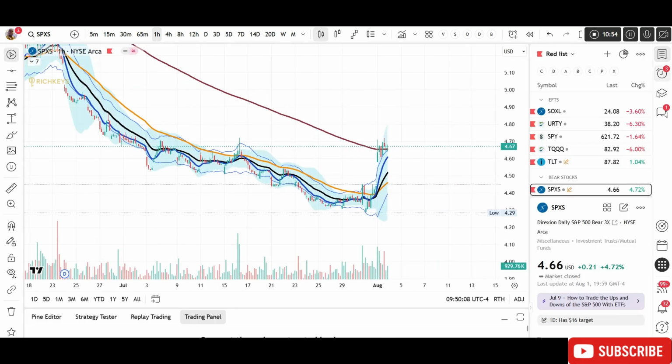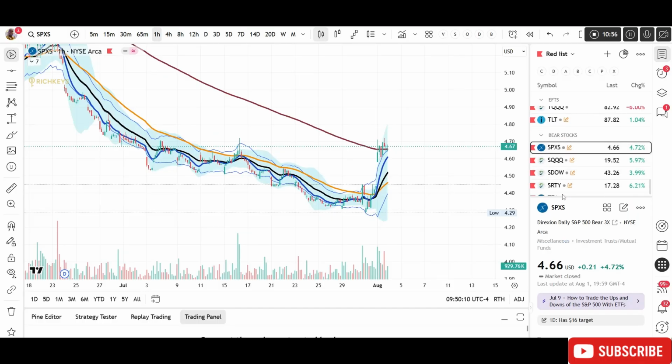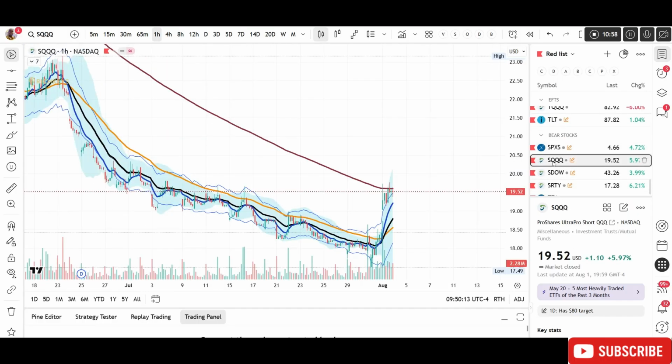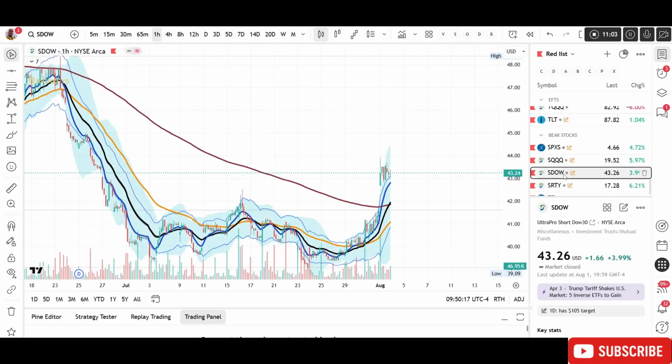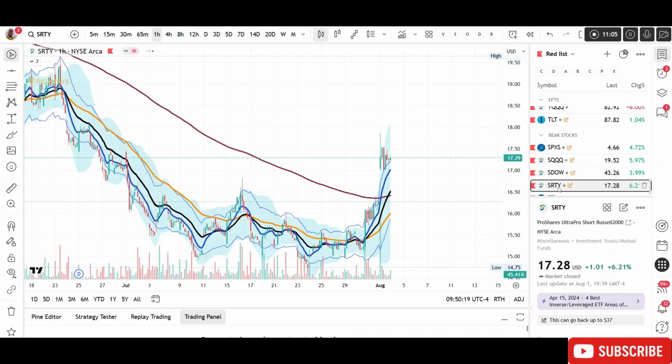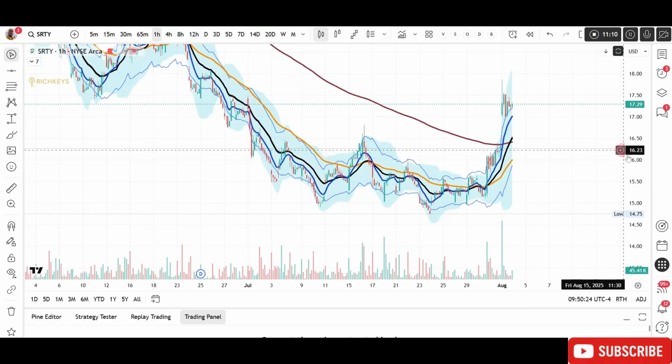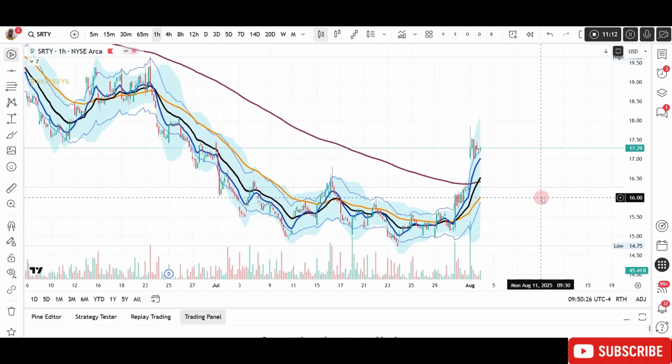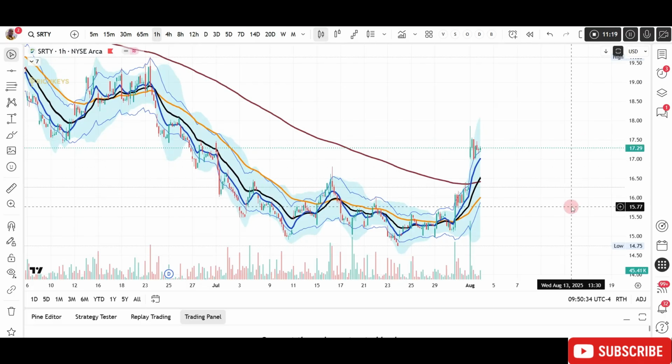We just use it to take advantage of the market decline. Another one you can buy is, I think, the SQQQ. This one is for the Nasdaq, and you could also look at SDOW for the Dow Industrial Average, and you could buy SRTY. That will be for the Russell 2000 if you're looking to take advantage of the decline in these indices. So this is just a quick one for this week. Detailed analysis will be done as the week goes by, and I'll update the channel.